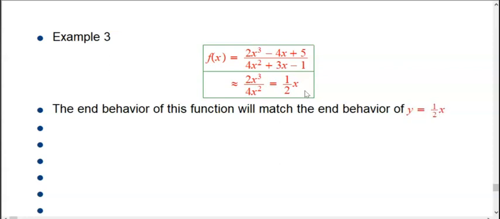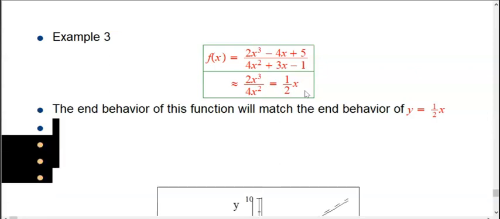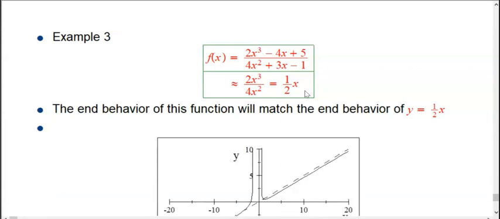That's a monomial. This happens to be a linear function. But even if it was x squared, x cubed, x to the fourth, whatever, we know those end behaviors, I hope, by now. And it's just going to match. It's going to be as if you had that kind of end behavior. So in this case, we get what's called a slant asymptote. And you don't need to memorize that.